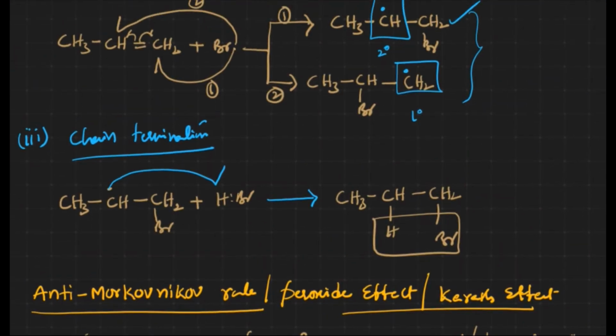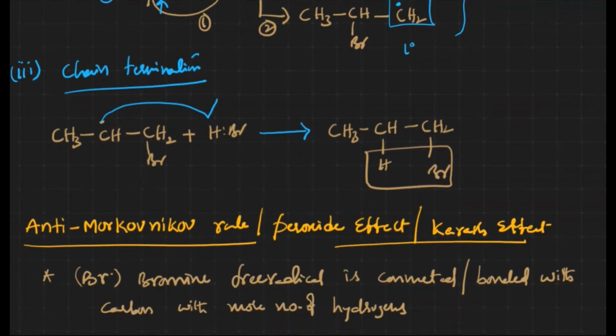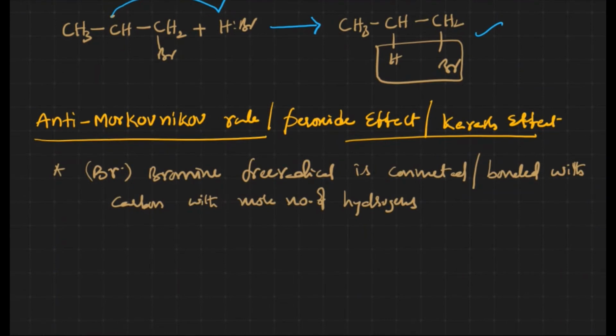Okay, in the above case, let us observe over there. In the first step, what do we have? We have a carbon with one hydrogen, we have a carbon with two hydrogens, right? Which carbon has more number of hydrogens? The second one has more number of hydrogens, right? That's why bromine is attacking the carbon which has more number of hydrogens. That's why this particular product is the major one. Bromine with the carbon with more number of hydrogens, right?